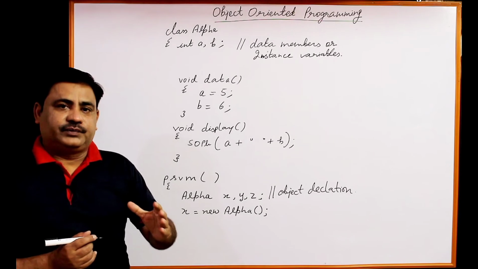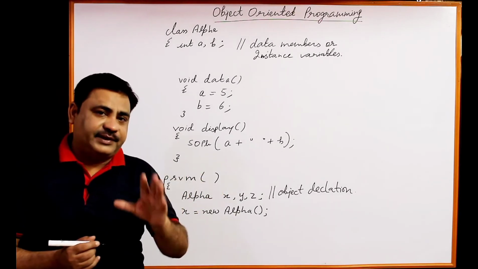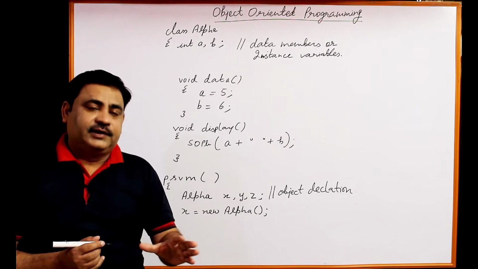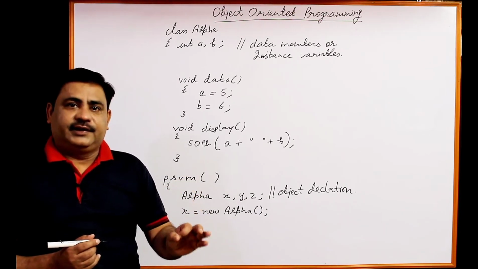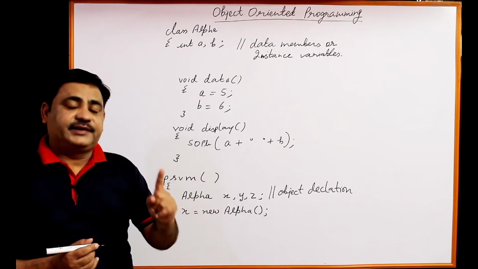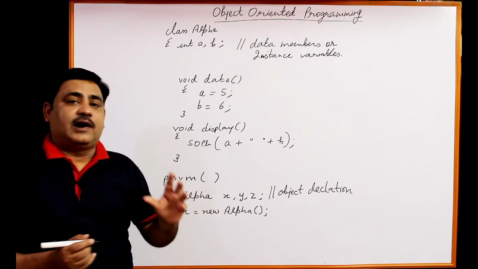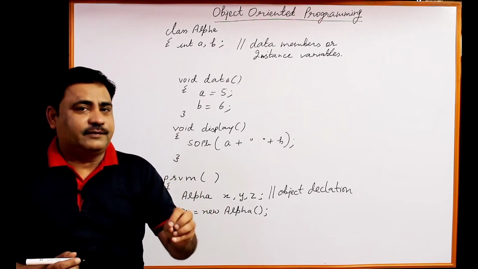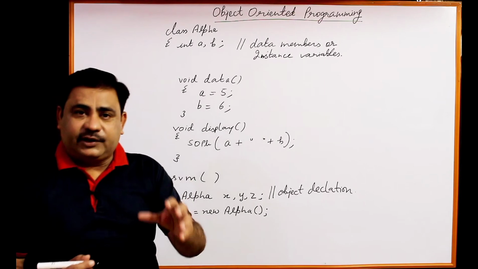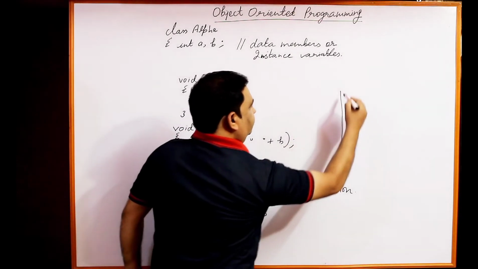As I told you, if you declare with the help of int x, y, z, int is a primitive data type. You know very well, size of int data type is 4 bytes. It means one variable will take 4 bytes if it is of integer type. But if it is of alpha type, how much memory will it occupy? See, suppose this is the memory block.